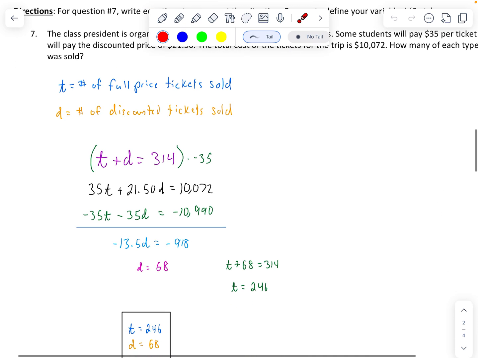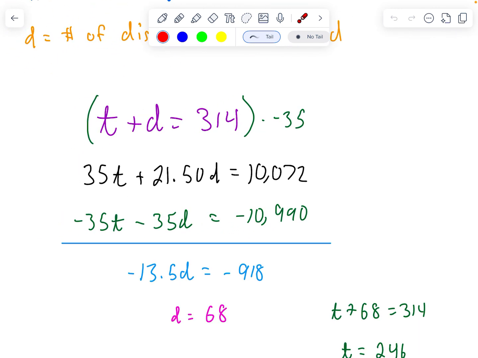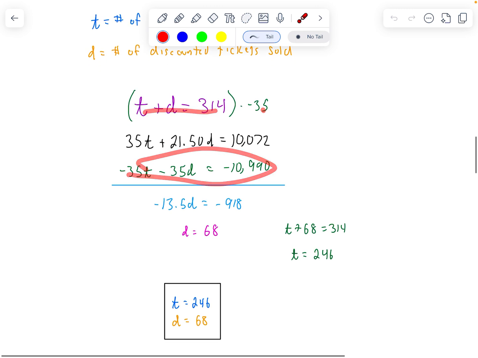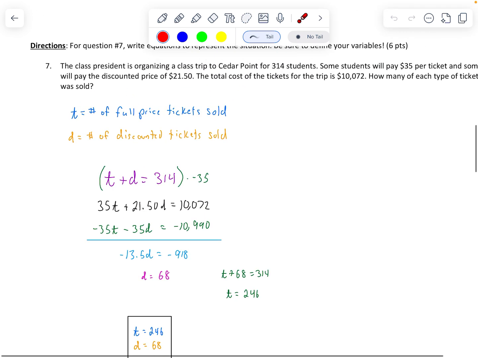I'll let you look through the solving. I'll show you how I set up the equations, but I solved it by elimination. So once I set up my equations, I saw 35 here. So I multiplied this equation by negative 35 to create this, and you can follow that work to get to your solutions. But let's talk about where the equations come from.